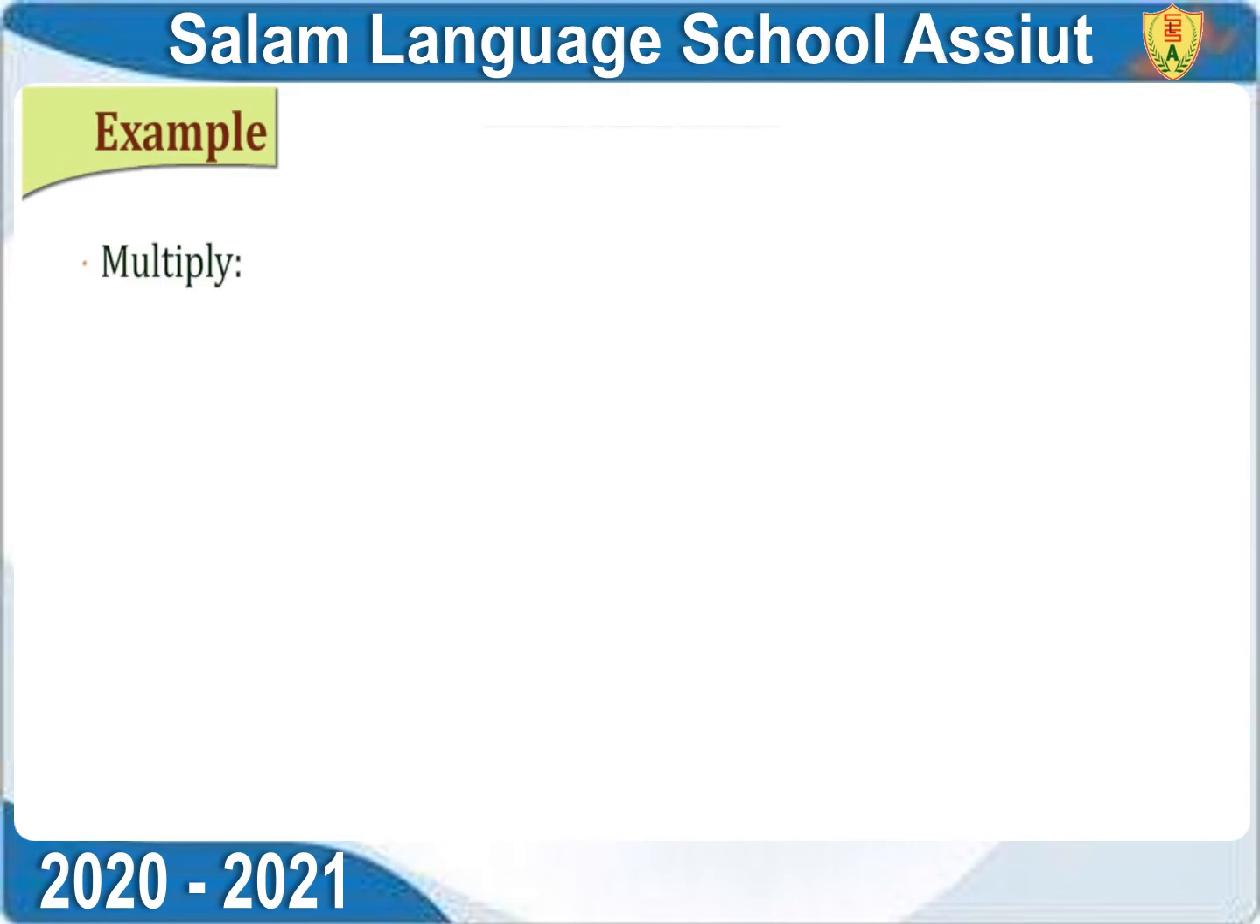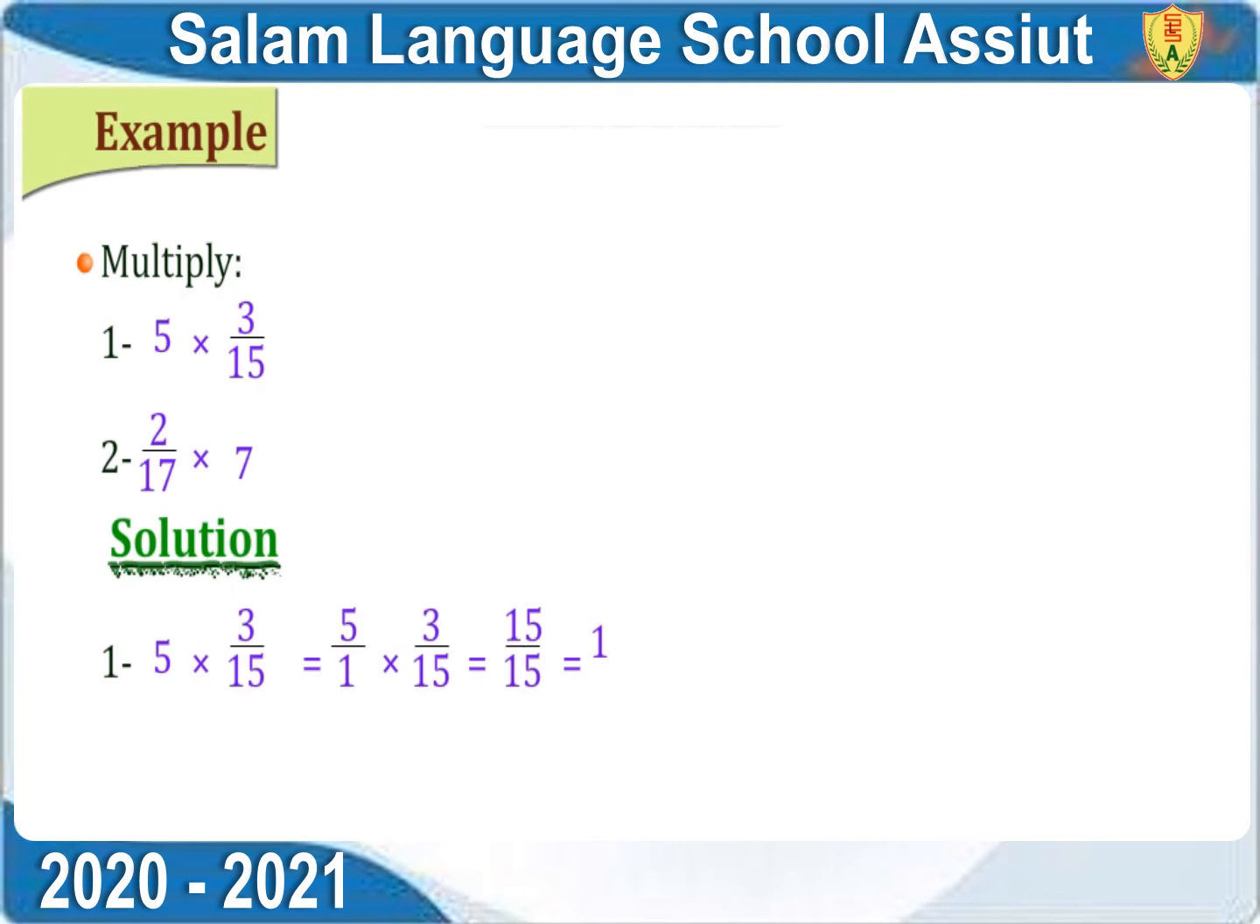Example: multiply number 1, 5 times 3/15, and number 2, 2/17 times 7. Solution: number 1, 5 times 3/15 equals 5/1 times 3/15, which is equal to 15/15, which is equal to 1. Number 2, 2/17 times 7 equals 2/17 times 7/1, which is equal to 14/17.